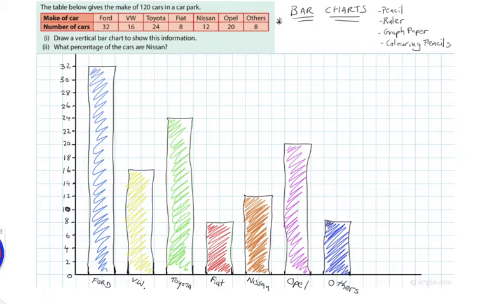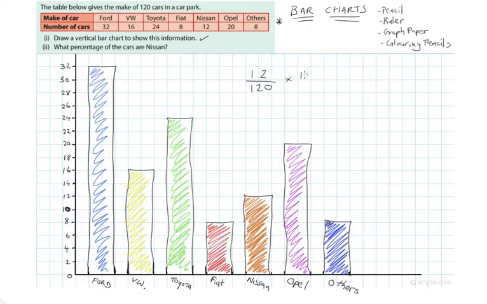So we have drawn our vertical bar chart, vertical because it's going up. So we've done that, that's done. Now, what percentage of the cars are Nissan? Okay, so how many Nissan are there first of all? There's 12. 12 Nissan. And we have to put that over the total number of cars. So there's 120 cars in the car park. So 120.